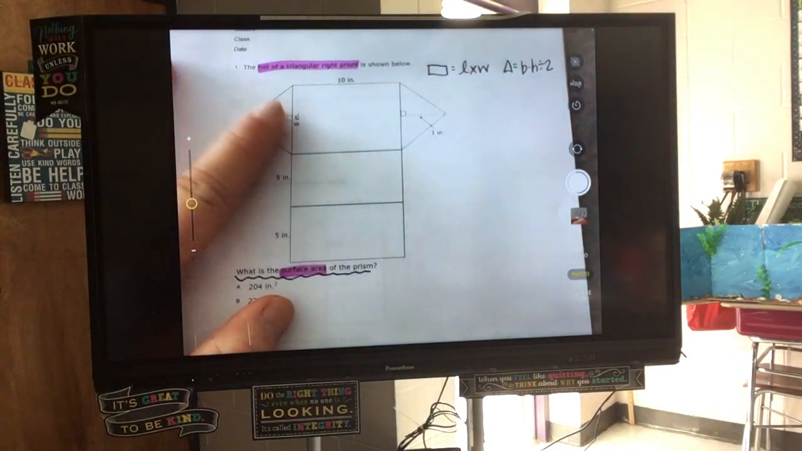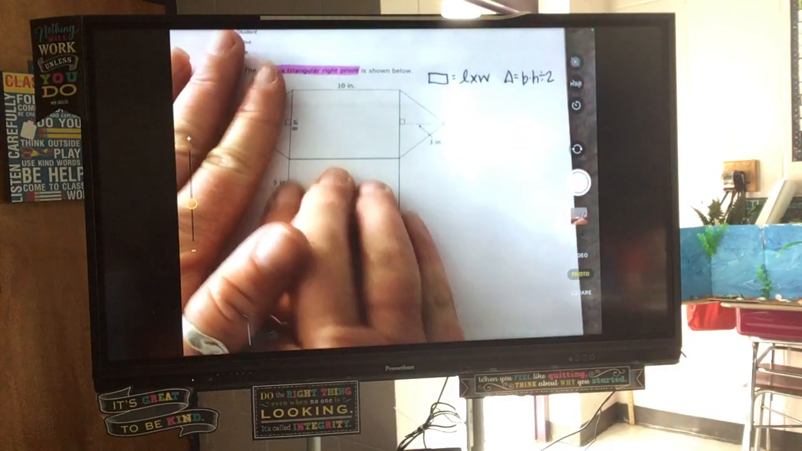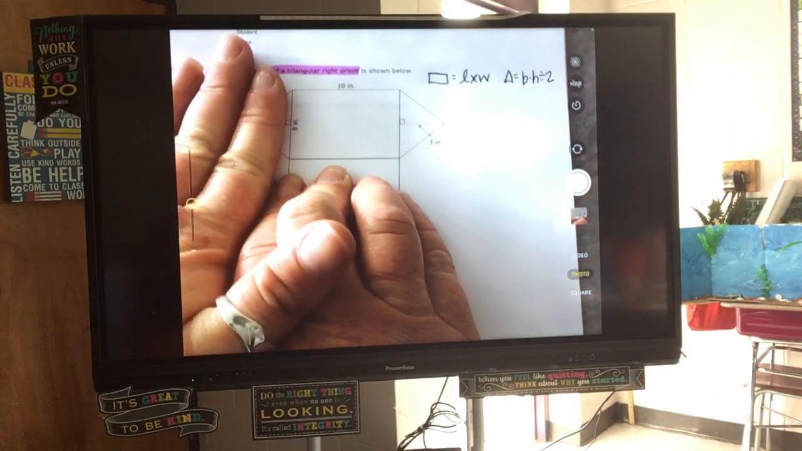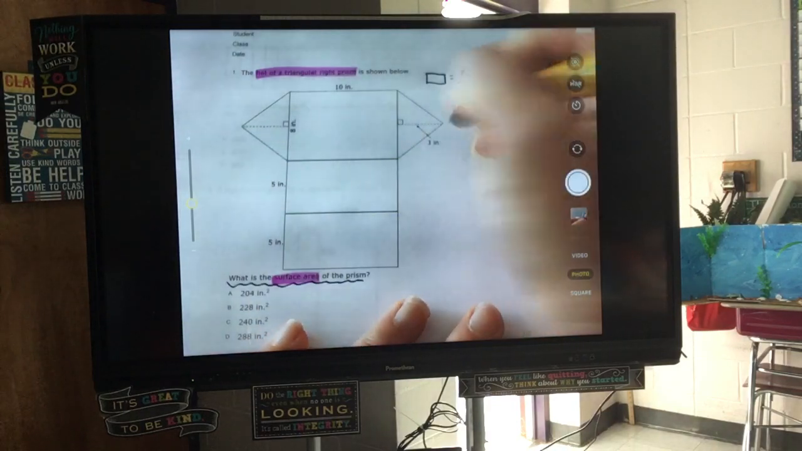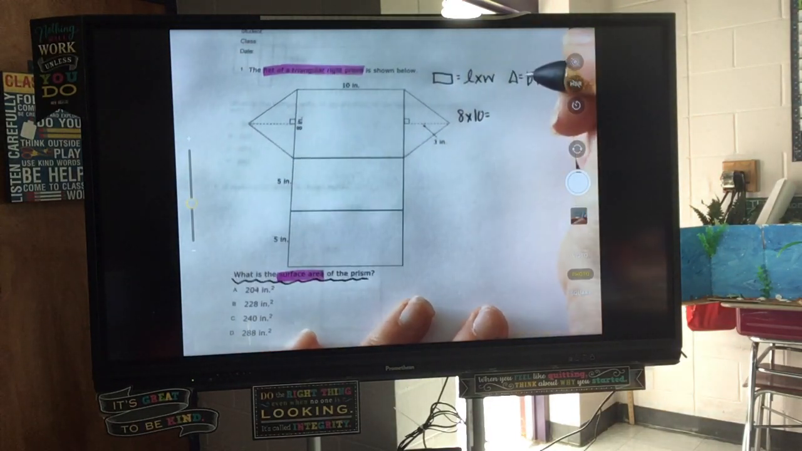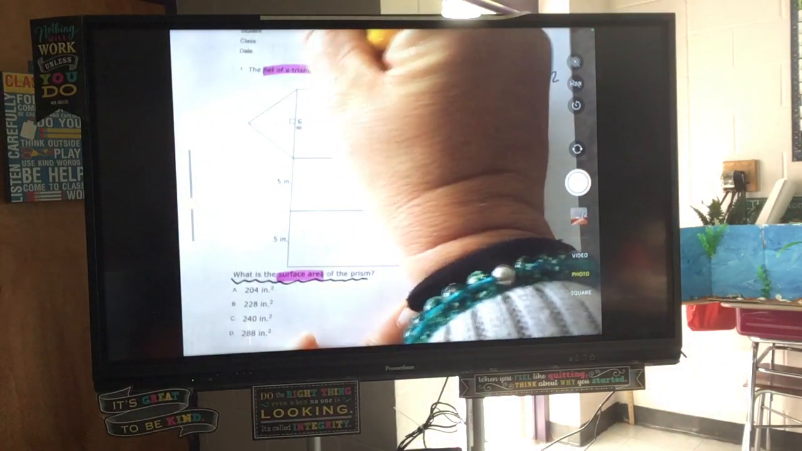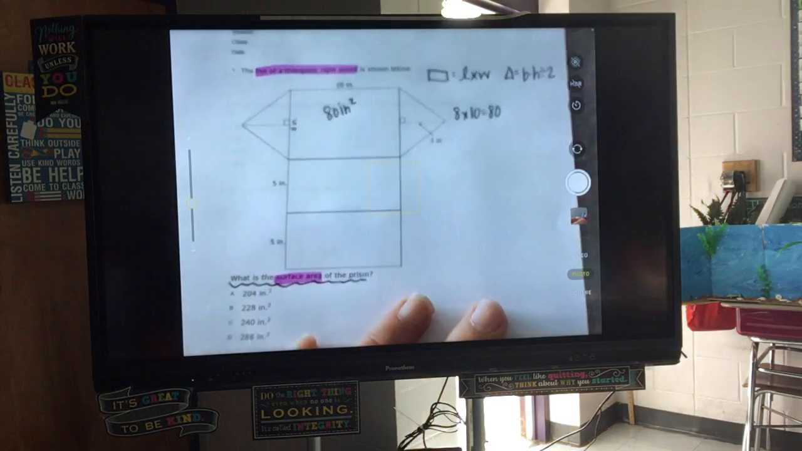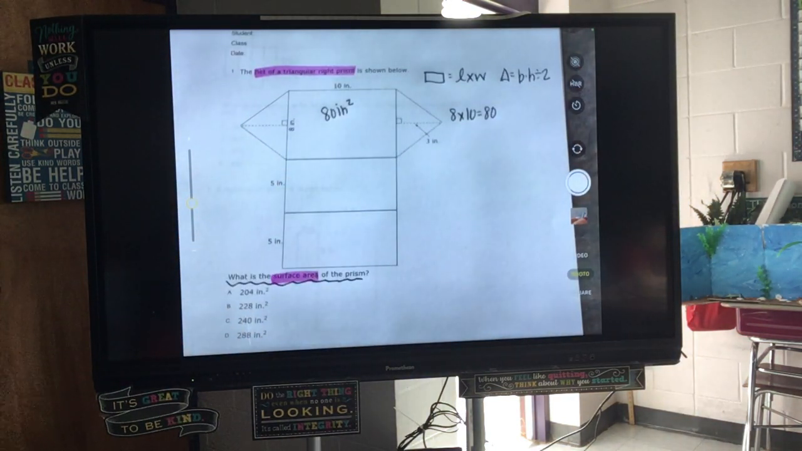So let's start with this big rectangle right here, and I'm going to cover as much of it as possible just so I can see just that big rectangle. What 2 numbers are we using with this rectangle? Gabby? 8 and 10. So I'm going to do 8 times 10, which gives me what? Gabby? 80. So this is 80 inches squared. All right, so does that mean these 2 are also 80 inches squared? Why not, Levy?